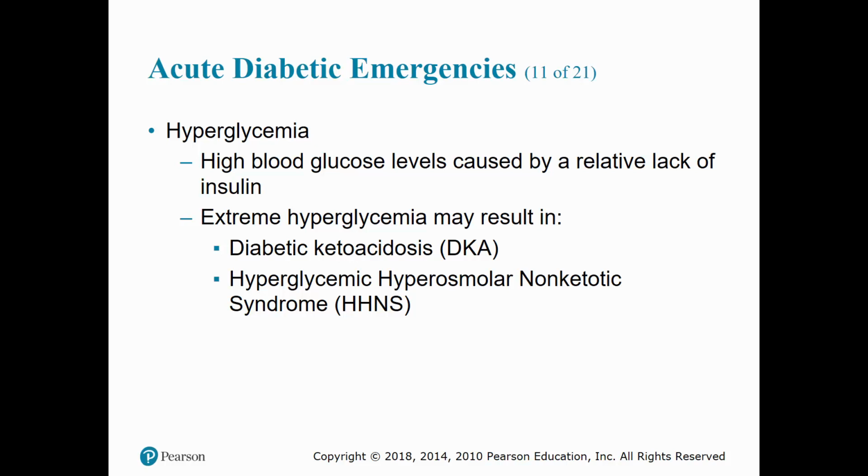Now, hyperglycemia is the term for a high blood glucose level and is defined as a blood glucose level greater than 200. Any hyperglycemic episode in a diabetic emergency should prompt the EMT to assess for an infection, acute medical illness, recent cocaine use, or medication non-compliance. If it does become more severe, it can result in either DKA or HHNS.